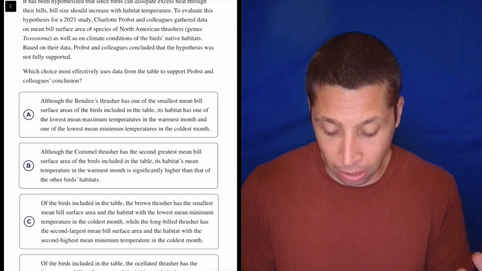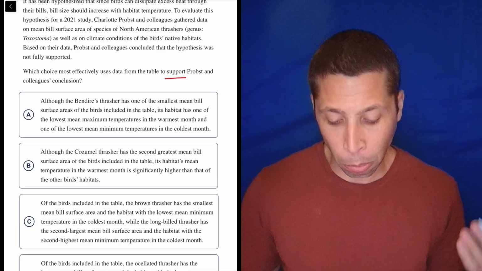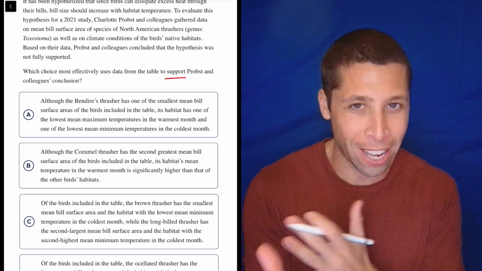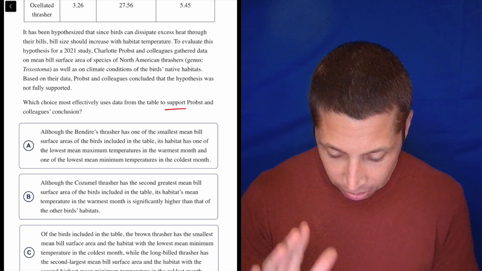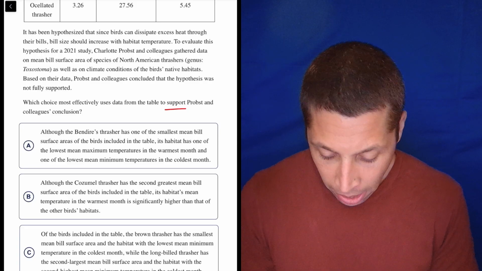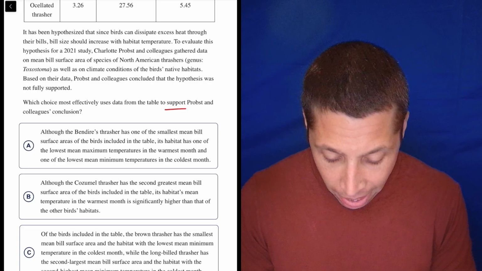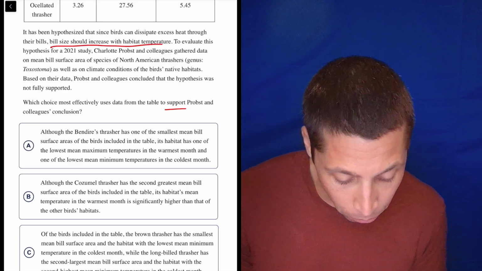It's not really a confusing question. Which choice most effectively uses data from the table to support Probst and colleagues' conclusion? So supporting the conclusion, I know there's going to be a sentence in here that just says what the conclusion is. So let's start with that. I don't bother really with this chart until I understand the passage. So it has been hypothesized that since birds can dissipate excess heat through their bills, bill size should increase with habitat temperature. It's probably going to be important, but we'll come back to it.